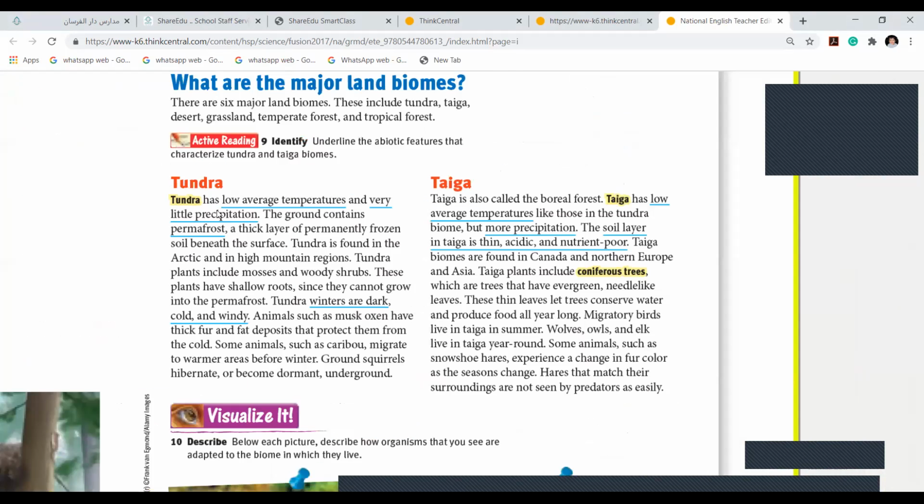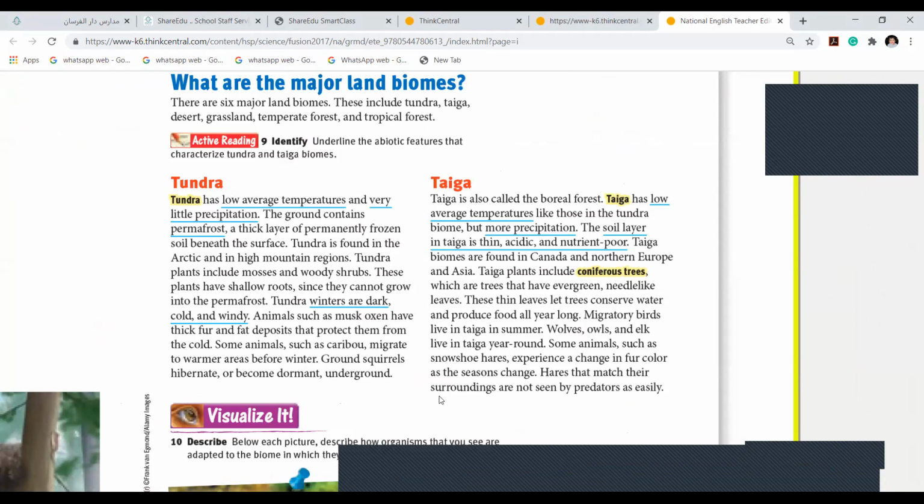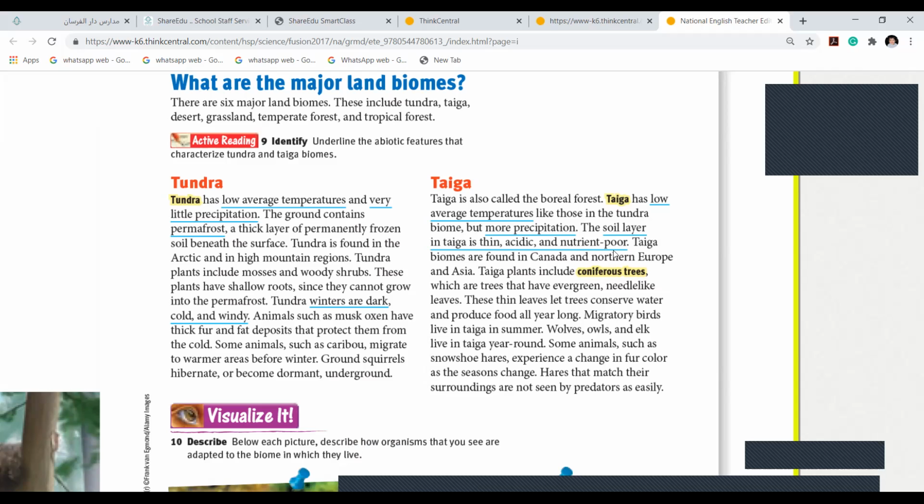I told you that tundra has low average temperatures and very, very little rainfall. Taiga also has very low temperatures. Girls, which is the coldest place? Tundra. And the soil layer in taiga is very thin, acidic, and nutrient poor. That's why good soil and good plants don't grow there.